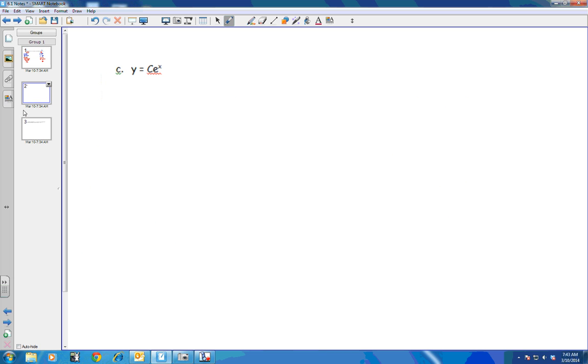Okay, let's do another one. Part C, c e to the x. And again, I'm supposed to see if this is a solution to this differential equation. So c just stands for any constant, so it is any number we want.